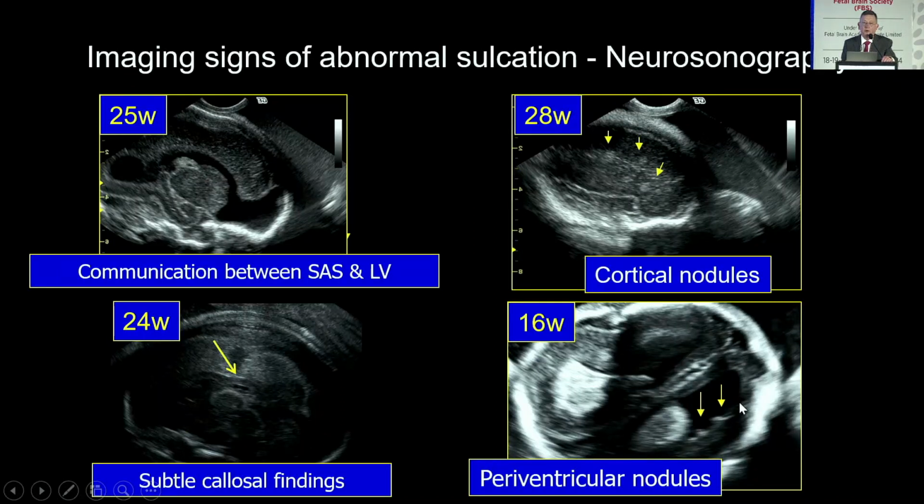Sometimes you see something like that and think, no, it cannot be a heterotopia, because heterotopia should not be present so early, as it has not been described so early. Sometimes you will be able to see heterotopias very early in pregnancy. They are there.